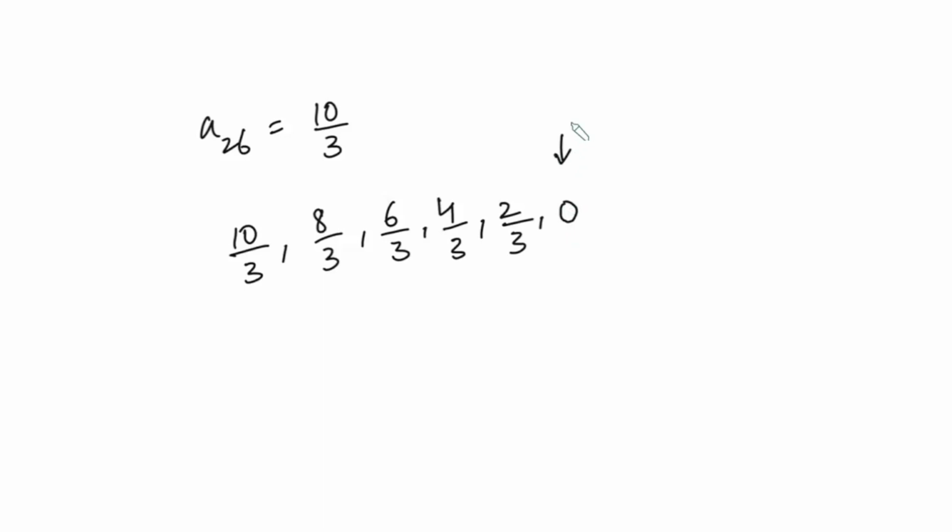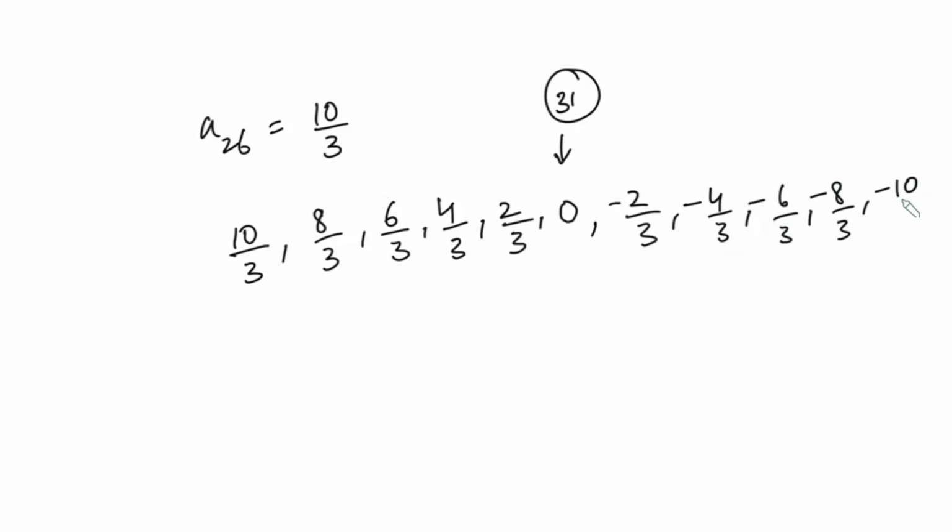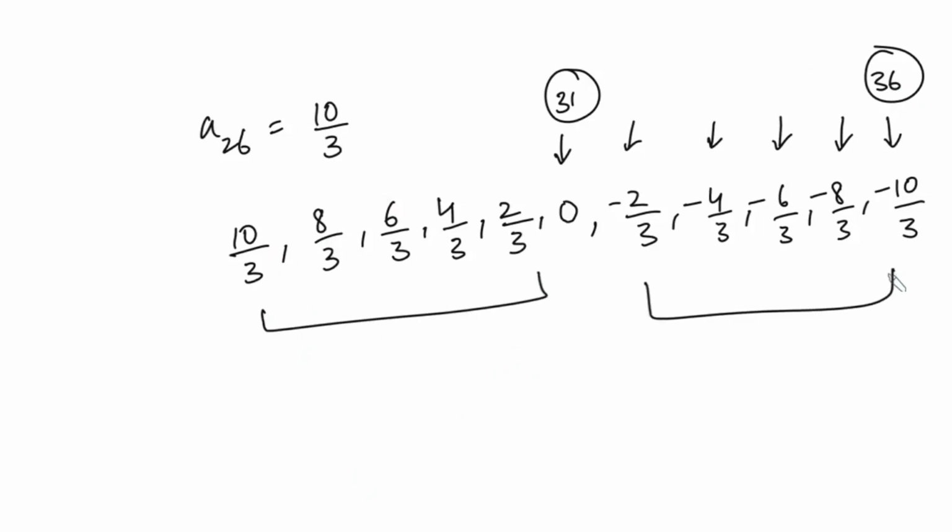and the 31st term will be 0. The next terms will be negative: negative 2 over 3, negative 4 over 3, negative 6 over 3, negative 8 over 3, negative 10 over 3. So that is the 32nd, 33rd, 34th, 35th, and 36th terms. Here we find out that the sum of these terms will be 0. Therefore, the sum of 25 terms and the sum of 36 terms is the same. And this explains the double answer for the value of n.